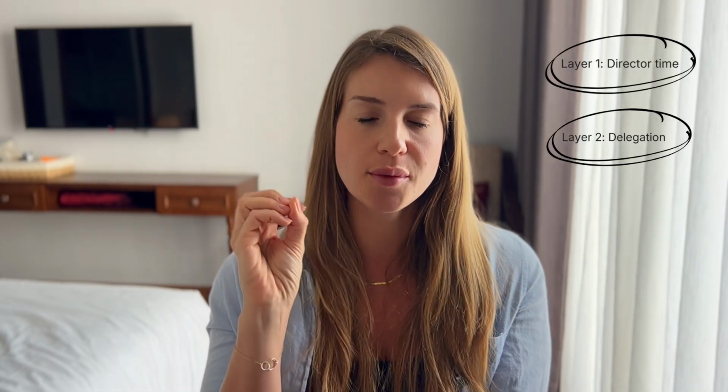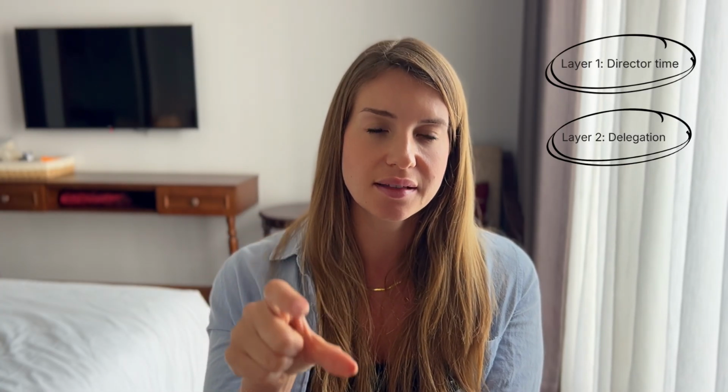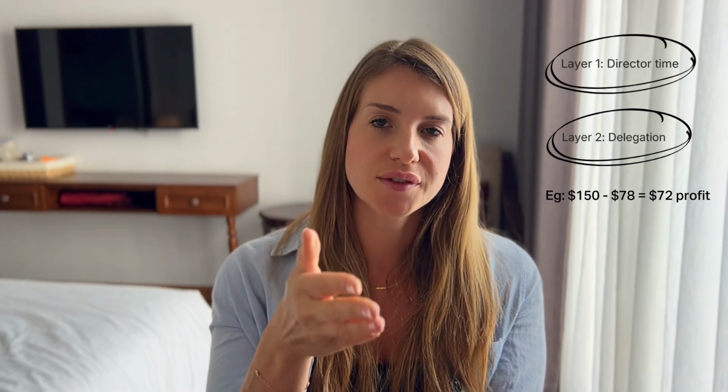Layer two is going to be everything that you're going to delegate. And that's great because you're going to get the estimate from your team or from your freelancer, and you're going to multiply that by your hourly rate as well. Because the goal is for you to still get a margin on the hours that you're going to delegate. So let's say our team is $78 per hour and you're $150 per hour, you're still going to make some money on the hours that you delegate.